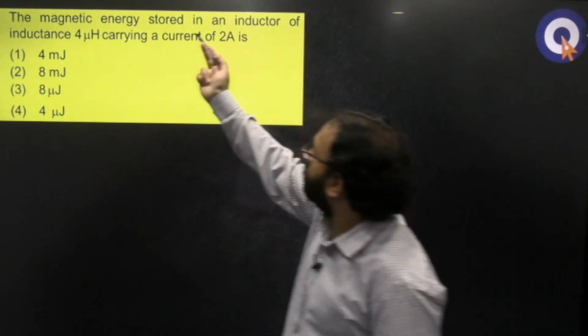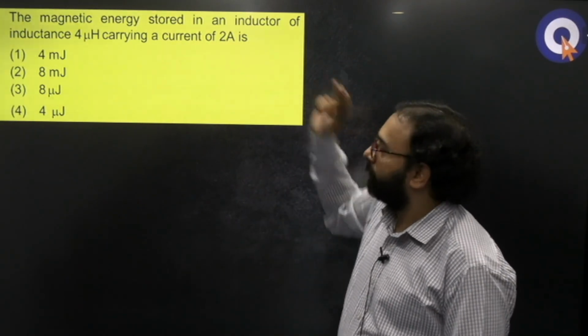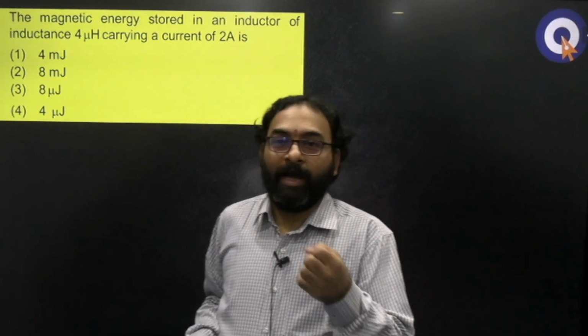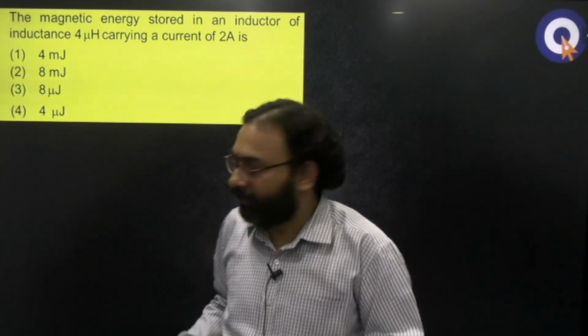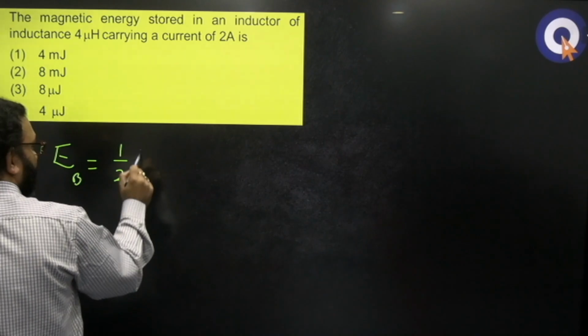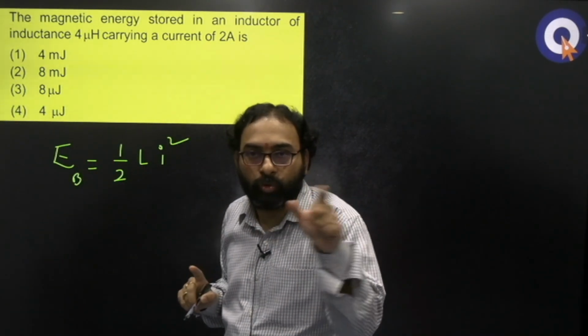The magnetic energy stored in an inductor of inductance 4 microhenry carrying a current of 2 ampere is dash. So first of all, an inductor is used to store magnetic energy. The magnetic energy is expressed as half L I square, where L is the inductance and I is the current flowing through the inductor.